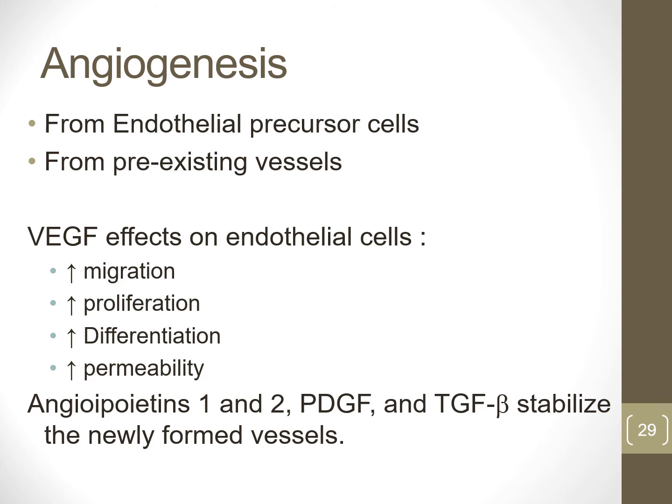For stabilization of those newly formed vessels, in order for them not to be damaged or ruptured, we need also other proteins or other factors like angiopoietin 1 and 2, platelet-derived growth factor, and transforming growth factor beta. All those factors stabilize the newly formed blood vessel, while vascular endothelial growth factor stimulates the production of those new blood vessels.